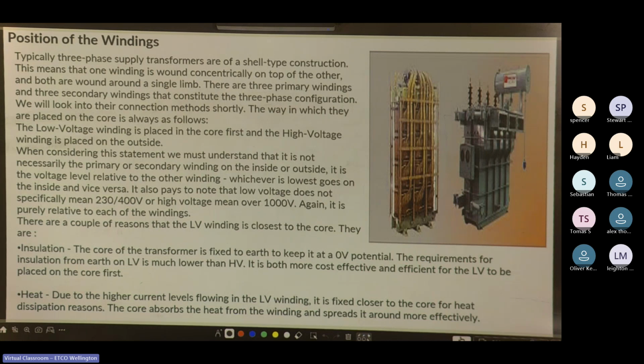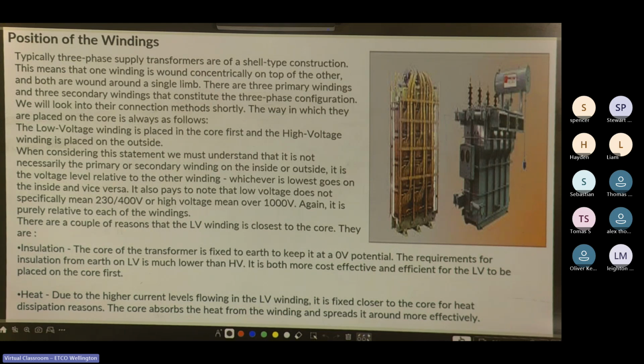The low voltage winding is placed on the core first, and the high voltage winding is placed on the outside. When considering this statement, we must understand that it is not necessarily the primary or secondary winding on the inside or outside. It is the voltage level relative to the other winding. Whichever is the lowest goes on the inside and vice versa. It also pays to note that low voltage does not specifically mean 230 or 400, or high voltage meaning over 1,000. Again, it is purely relative to each of the windings.